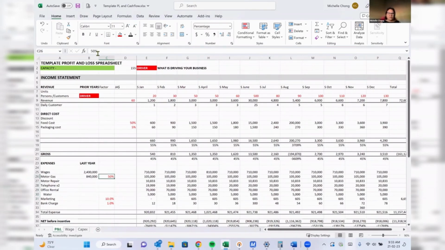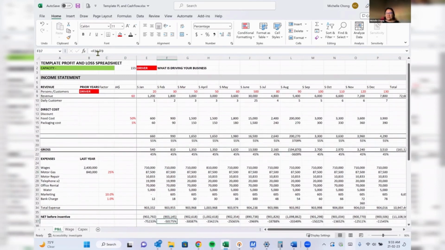In this one, motor gas, we said it was going to increase by 50% this year. You can decide it's not going to increase at all. You can decide that you think it's going to increase by 25%, and the figures will change. You notice when you change the red, the output changes. So these are the sort of things that Excel does for you. It allows you to only input and not have to change.